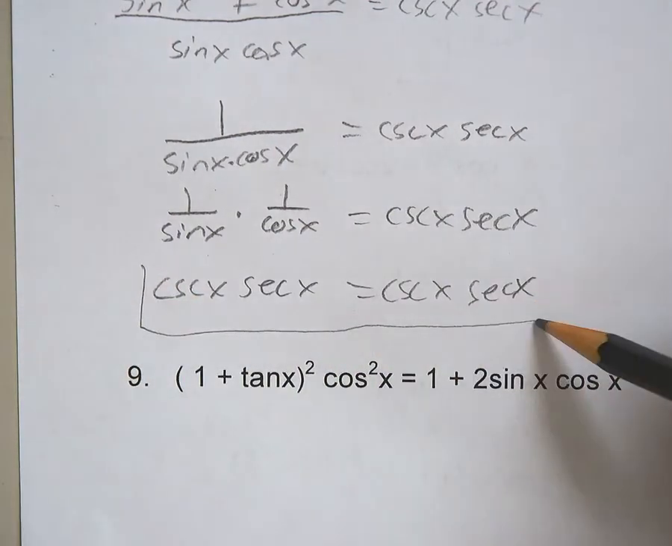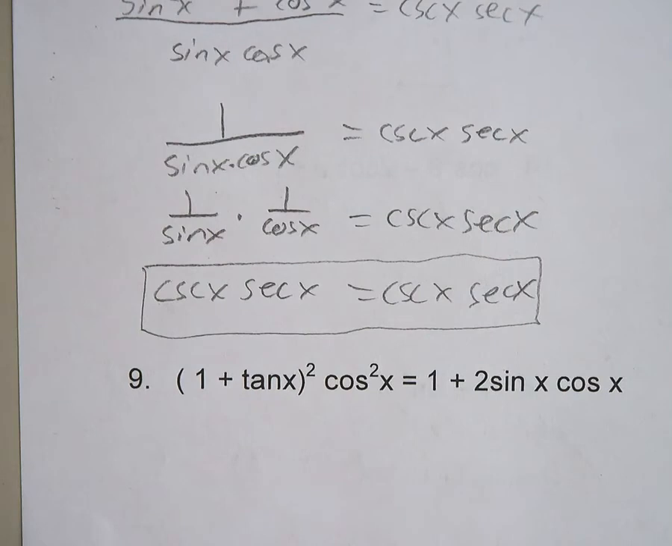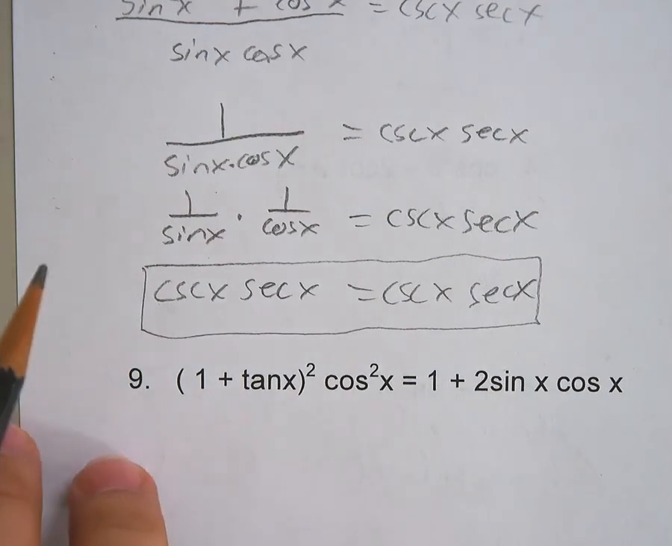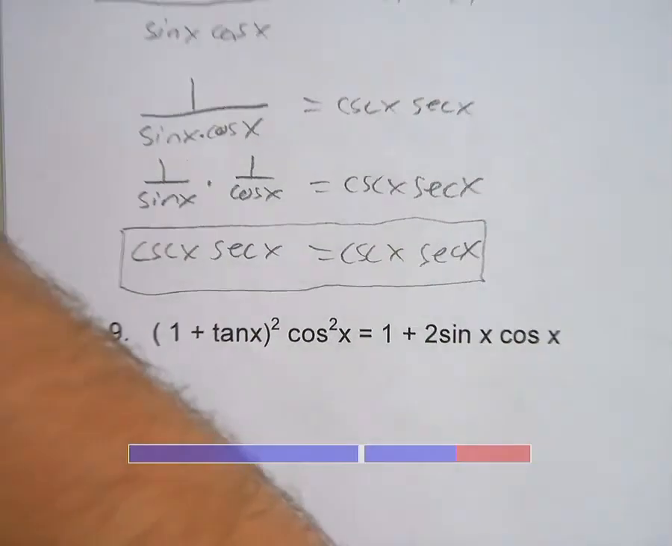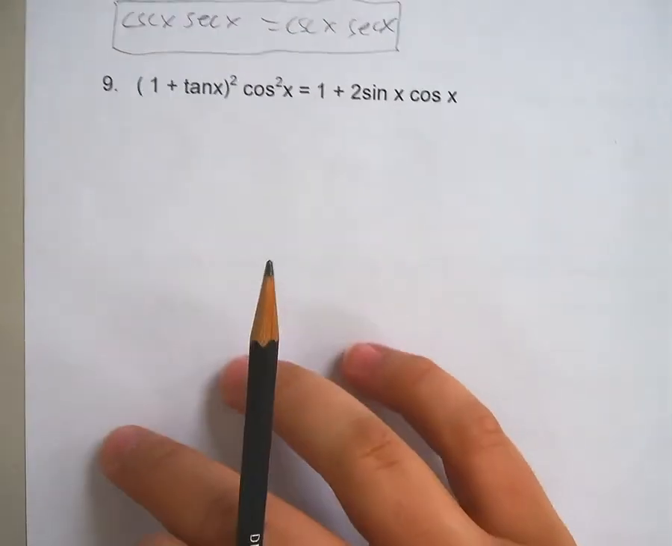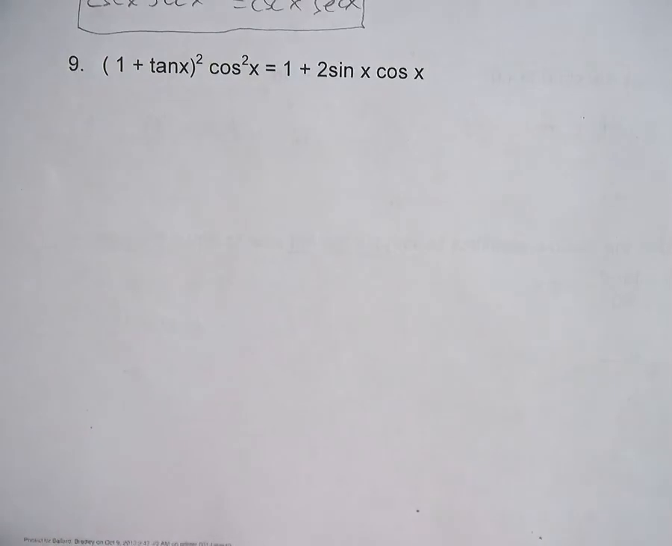Doggone, I tell you what. Yippee-ki-yay. That's what I'm talking about. That's a trig proof. It wasn't too hard. Was it? No, Mr. Ballard, it wasn't too hard at all. I know.